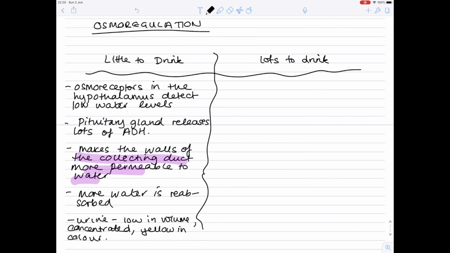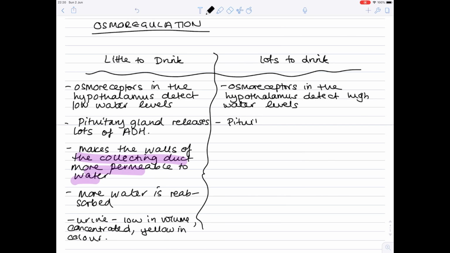So now we're going to make a comparison when you've had lots to drink. So we're going to say this time that osmoreceptors in the hypothalamus detect high water levels. We're going to say the opposite in the pituitary gland. So the pituitary gland releases less ADH. This makes the walls of the collecting duct less permeable to water.